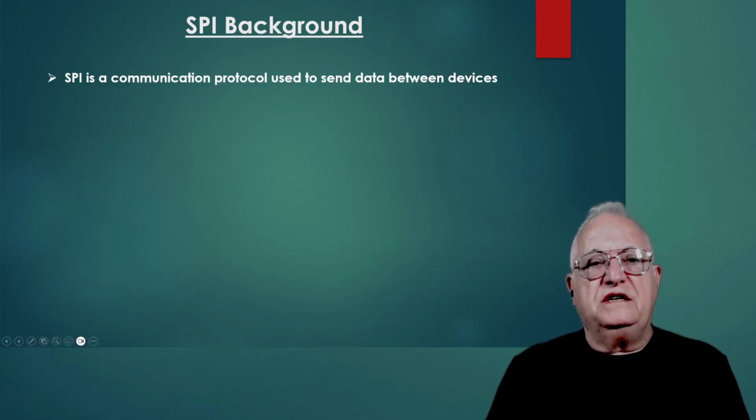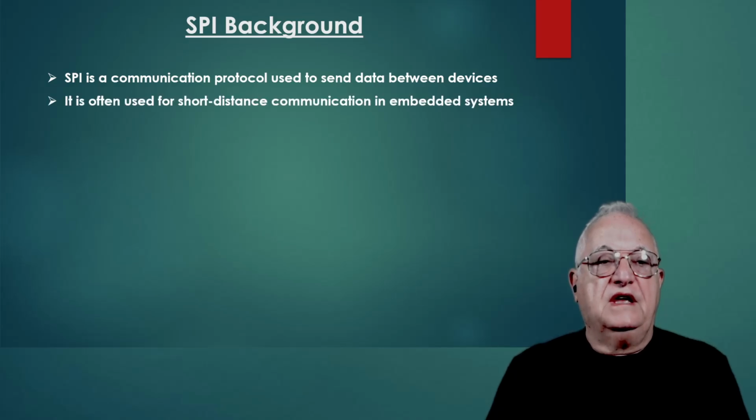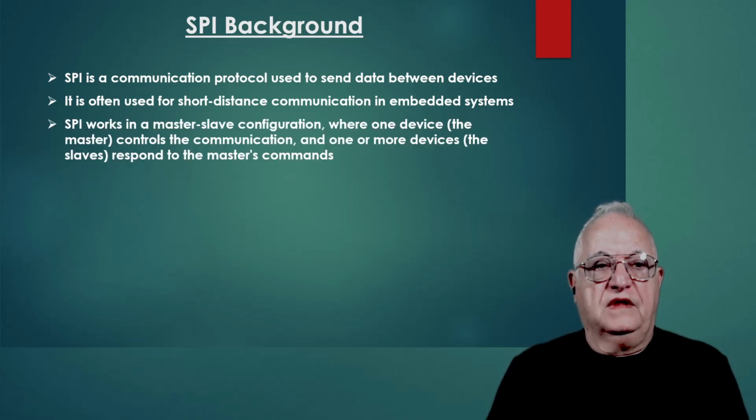So SPI is a communications protocol used to send data between devices. It is often used for short distance communication in embedded systems. SPI works in a master-slave configuration where one device, which would be the master, controls the communication, and one or more devices, which would be the slaves, respond to the master command.